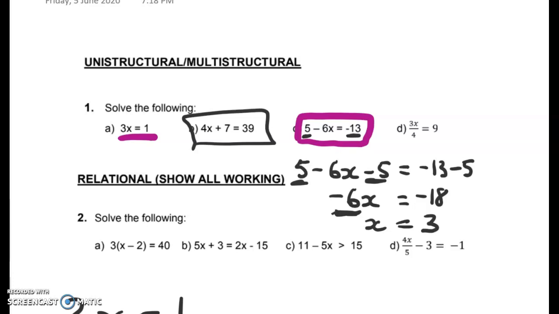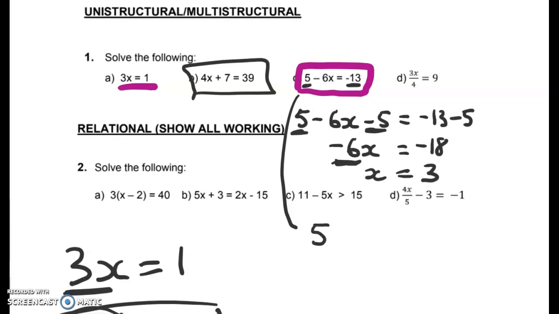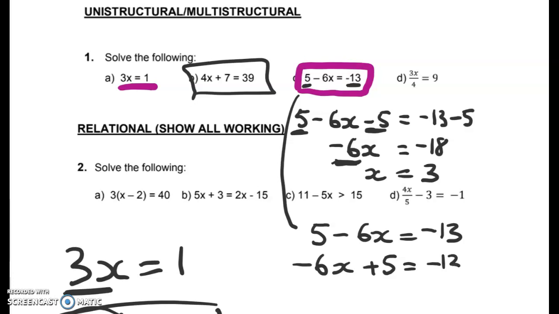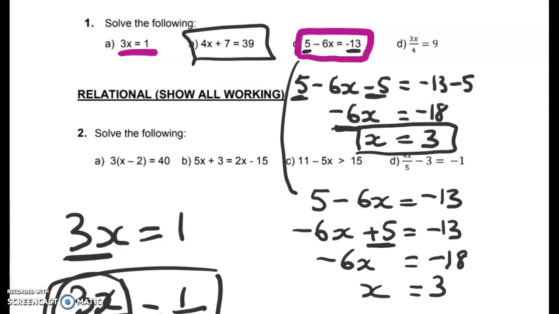The other way that I could do it is that instead of having it written as 5 minus 6x equals negative 13, I could rewrite it like this. Negative 6x plus 5 is equal to negative 13. Sometimes students are more comfortable seeing it that way, but they're exactly the same thing. So if we're doing it that way, again we'll get negative 6x, subtract the 5 from both sides, gives us negative 18, and now again x is equal to positive 3. So that's the first 3 done.